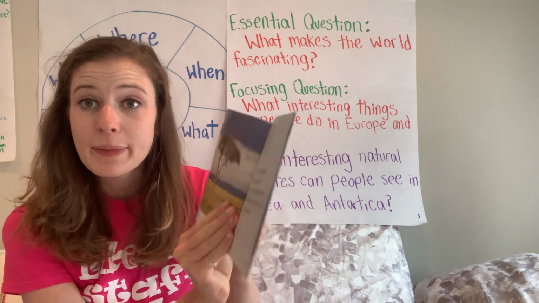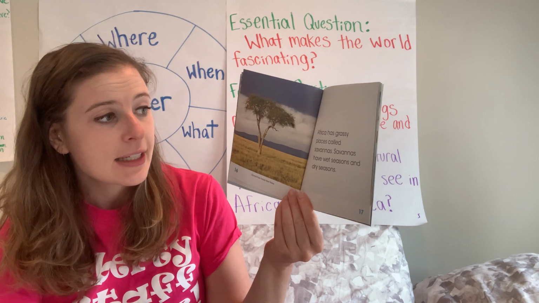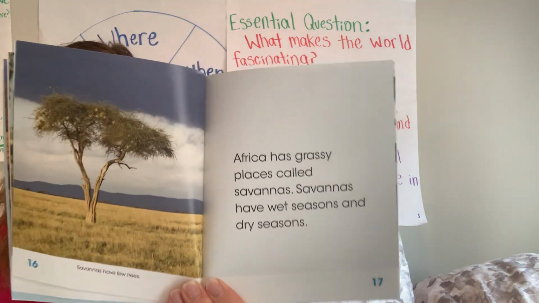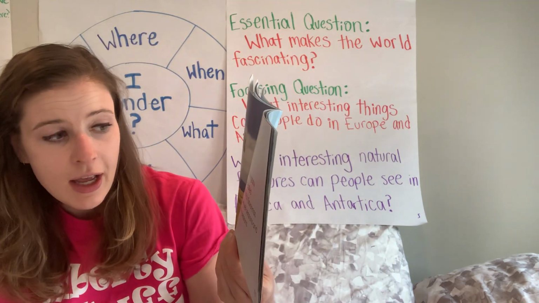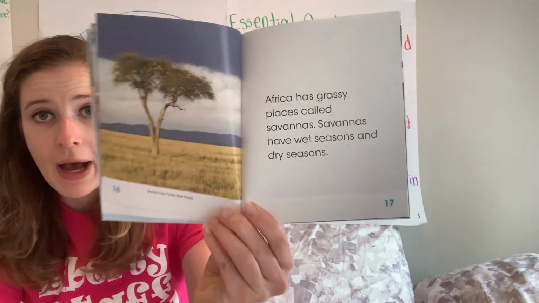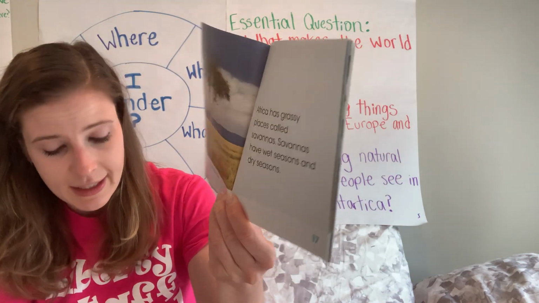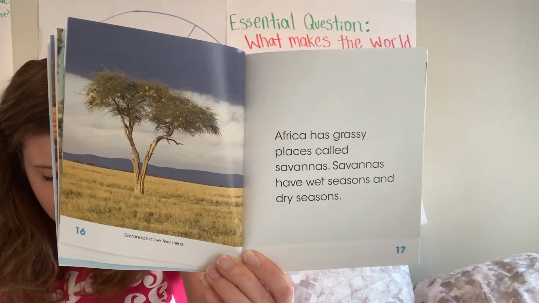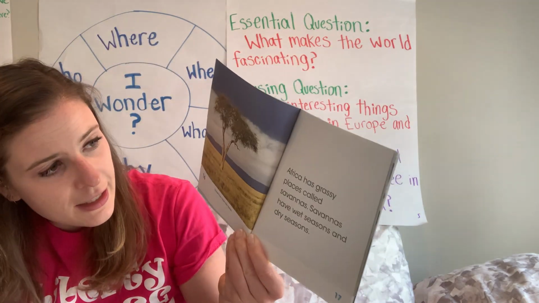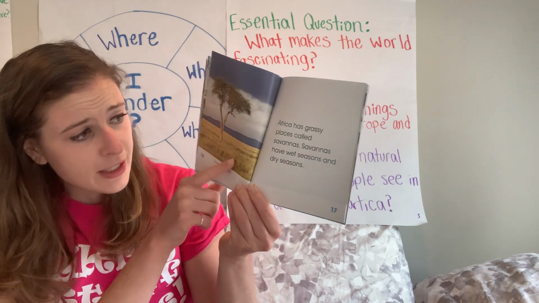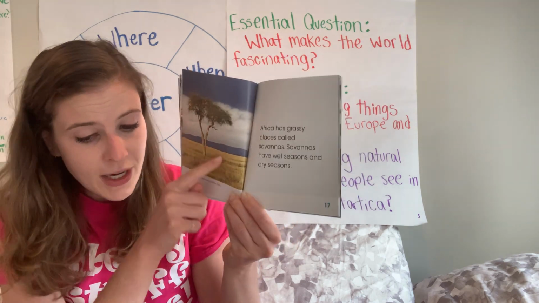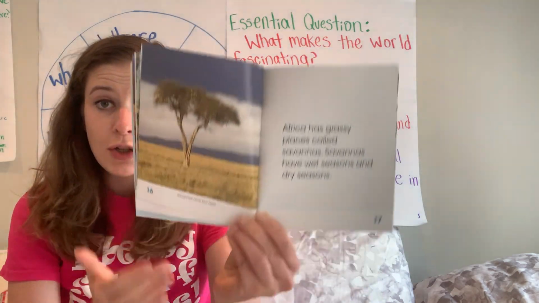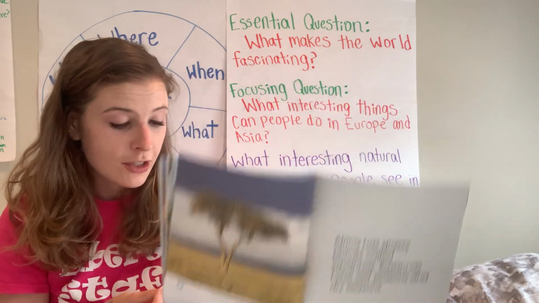Africa has grassy places called savannas. Savannas have wet seasons and dry seasons. So how does this picture help us understand more about a savanna? Down here it says savannas have few trees. So we know that few means not a lot, just a little. And here we can see that the savanna has a lot of grass. Looks like pretty thick grass, but not many trees, and it's a really big area. So that's a new natural feature we just learned about Africa.